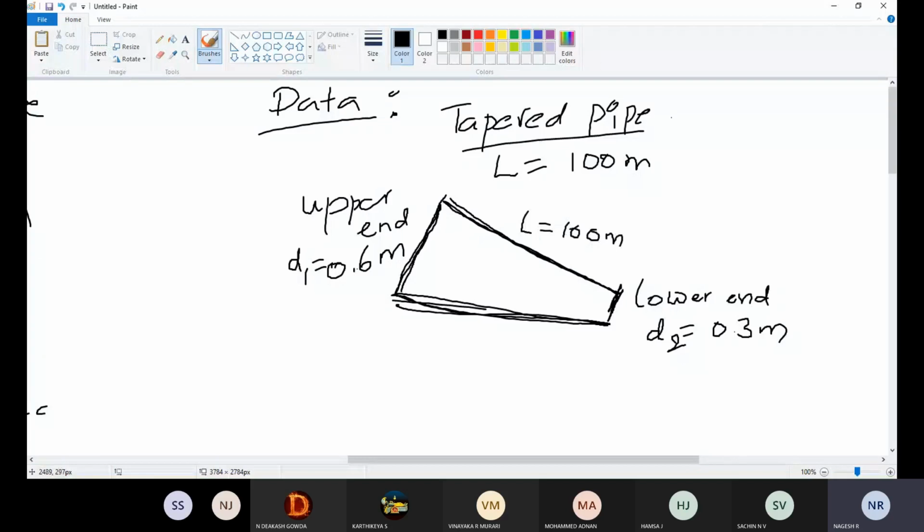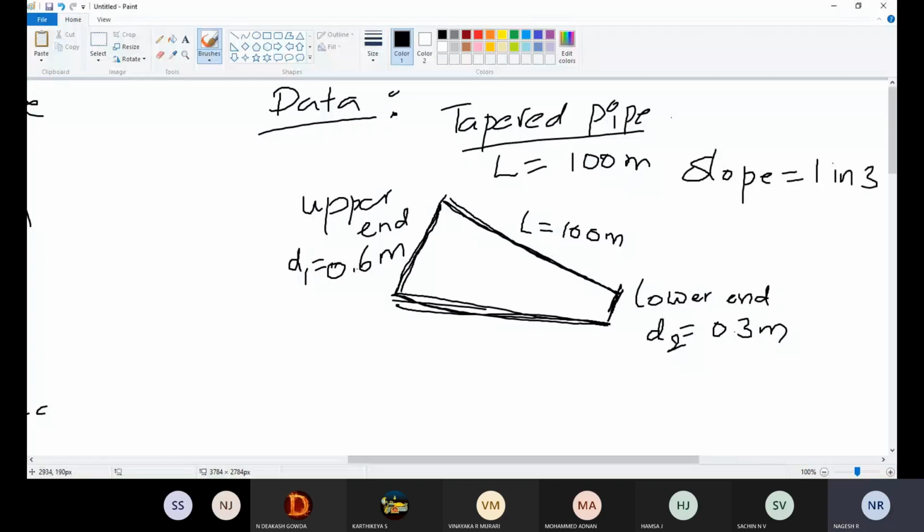Next, what he has given. The pipe has a slope of 1 in 30. He is saying that the pipe is having a slope 1 in 30. Okay, he has given a slope 1 in 30. So I will write here slope is equal to 1 in 30, as it is.